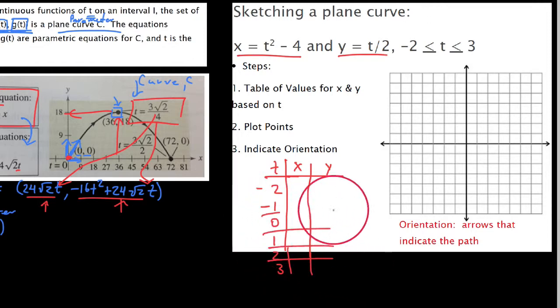Now that we have our time parameter in here, we're going to say what are our x values, what are our y values? If x is obeying this rule, t squared minus 4, I always recommend going through and finding all the x's first since it's the same rule, and then going to find all the y's that pair with them.